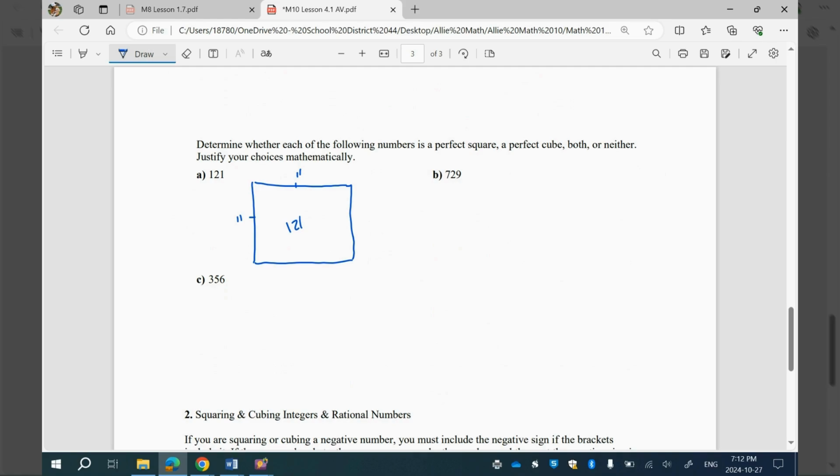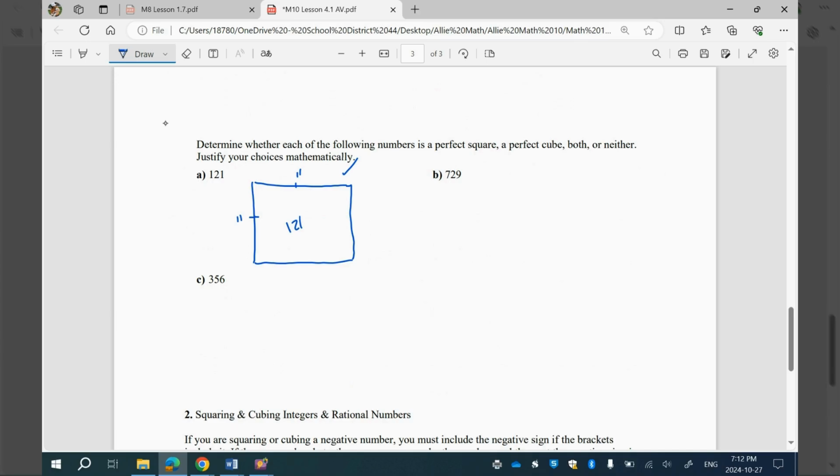I don't know why you would necessarily show it like this with the diagram, but here we are. This is what the textbook gives us. So yes, we can make a square with side lengths 11 that equal 121. So that's a perfect square. Is it a perfect cube? You could kind of guess and check on this.